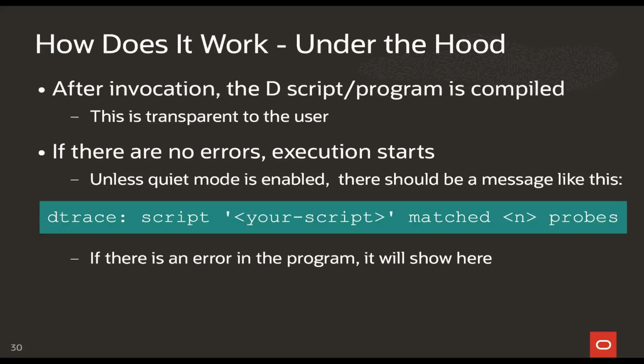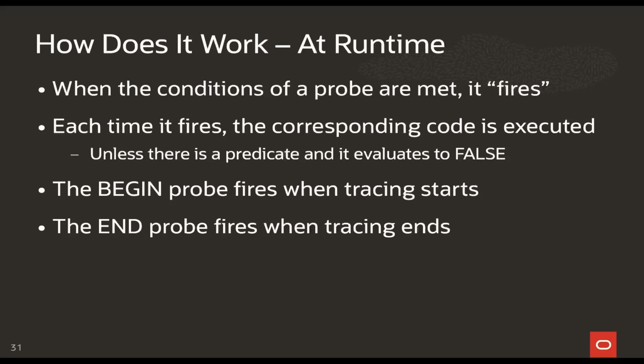That all just happens. And unless you have quiet mode enabled, you'll see a message like this where DTrace echoes how many probes have been matched. That's very useful to look at. That's the kind of output that DTrace produces by default. And if there's an error in your script or program, this is where it will show. At runtime, when the conditions of the probe are met, the probe is set to fire. That's when things start to happen.